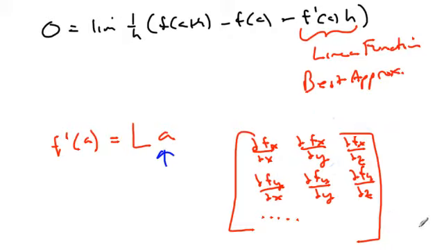Okay? At a different point a, we're going to have to plug in again, and we're going to get a different matrix. That makes sense because we have a different tangent line, a different best linear approximation at every point. So this matrix, the Jacobian matrix, is just the matrix of partial derivatives, and that is the derivative in higher dimensions.